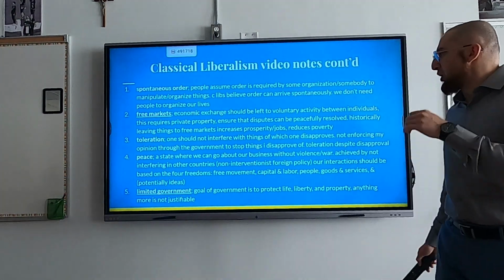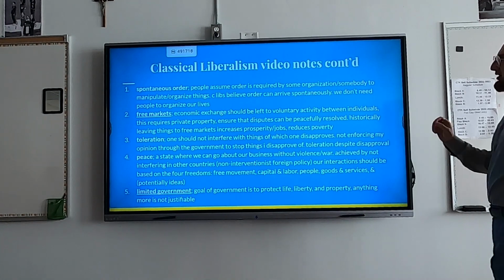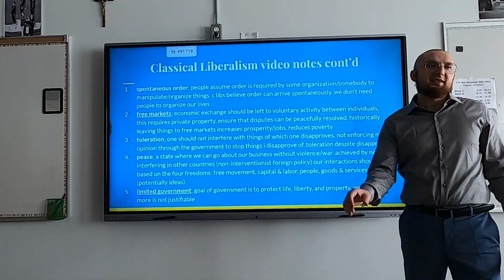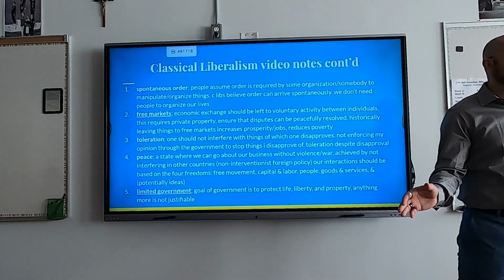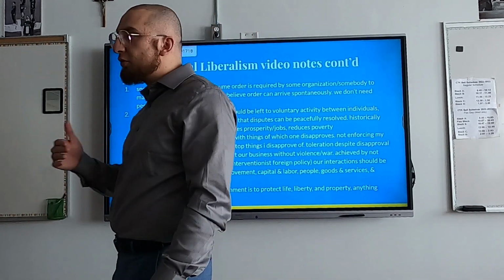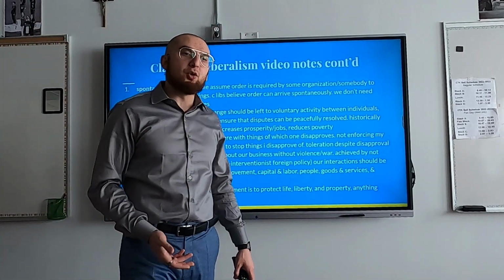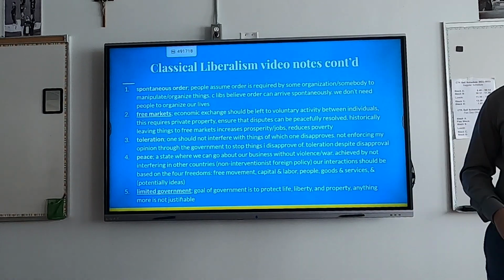We'll continue a couple more slides here. Some other main aspects of classical liberalism. You have free markets. That's the economic side. People have to be free to make their own financial decisions, buy and sell what they want. Countries should be free to buy and sell from who they want, to be able to sell their resources, to be able to buy other countries' products, services, whatever it is.